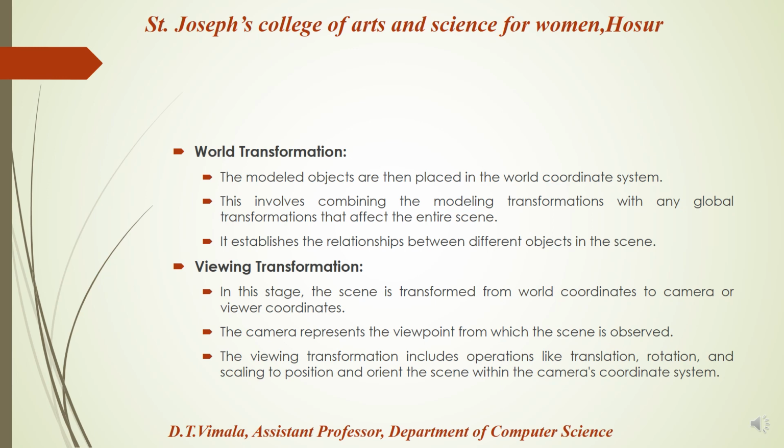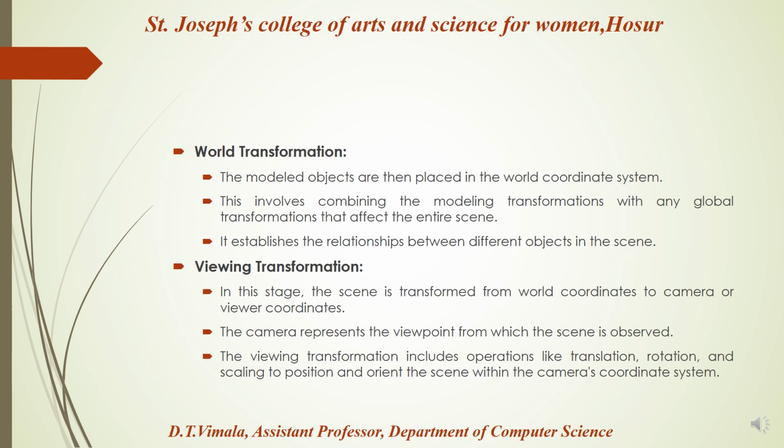Next, world transformation. The model objects are then placed in the world coordinate system. This involves combining the modeling transformation with any global transformation that affects the entire scene. It establishes the relationship between different objects in the scene.